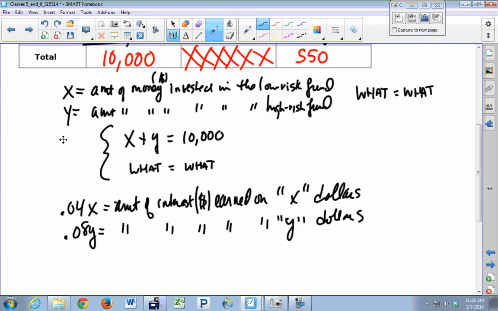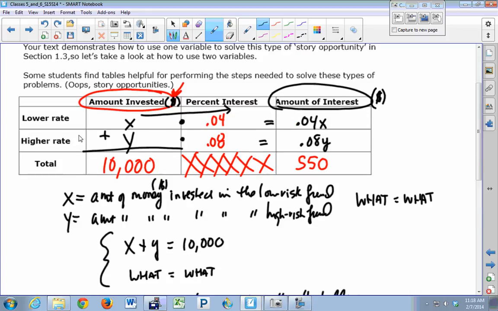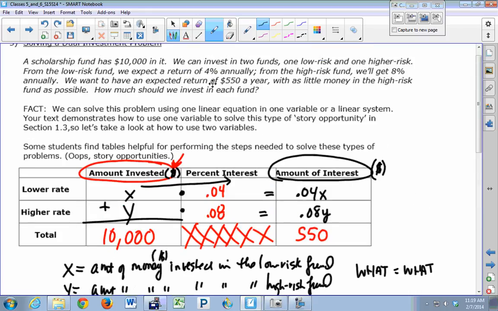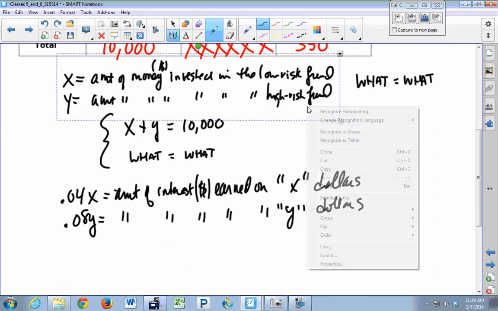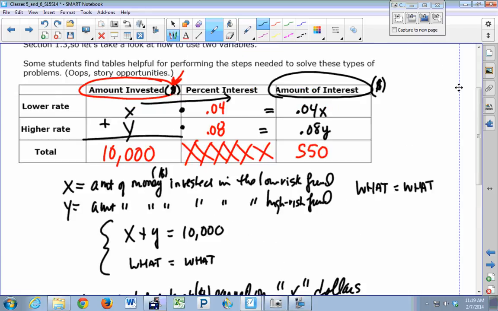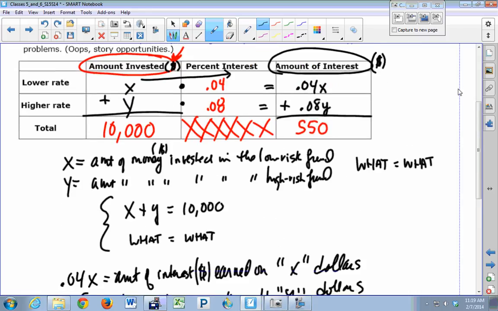So now I look around the rest of my story and I say to myself, they either have to tell me a total amount of interest or they have to tell me something about the relationship between these two, like one is $2,000 more than the other or whatever it is. You've got to know either a total or a relationship between these in order to come up with your second what equals what. So you reread the story, and it says that the expected return is $550. So you now know that these two things add up to $550.